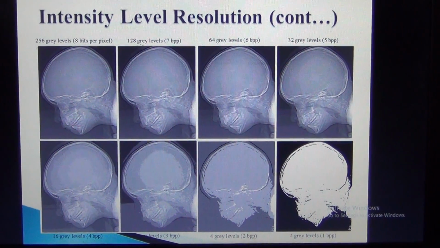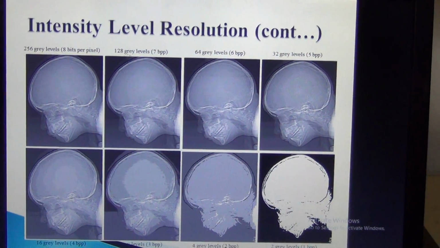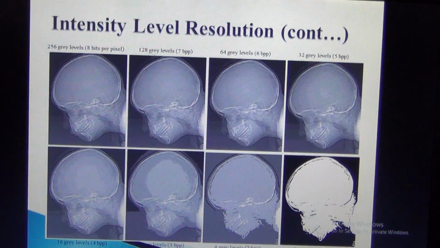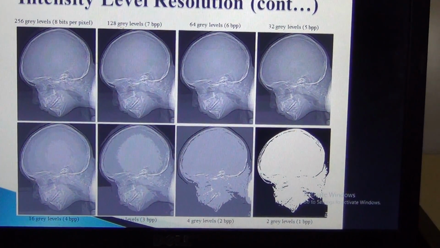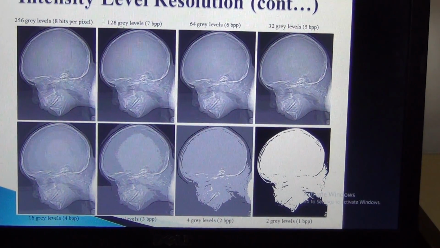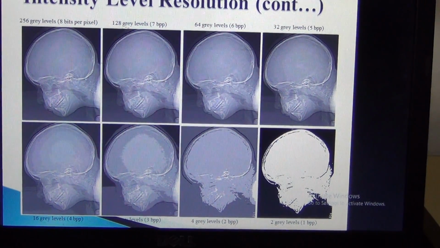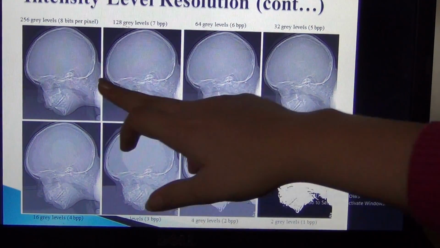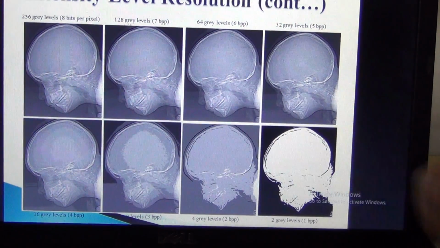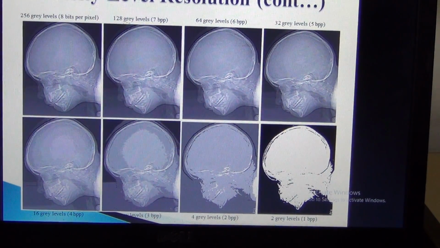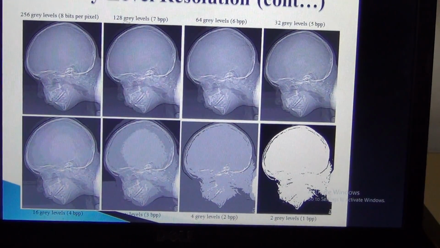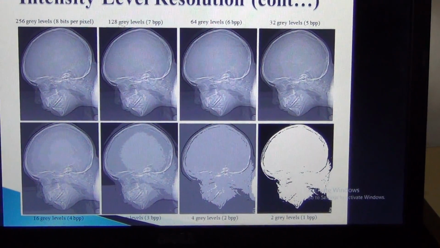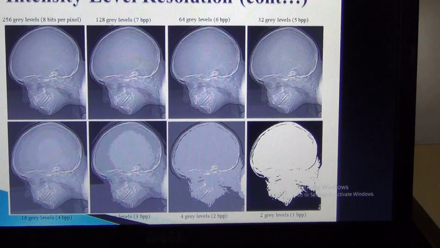As we can see in this diagram, this is a diagram of our human brain. In the first image, 256 gray levels are shown, that is 8 bits used per pixel. In the next image, here we can see the original image, and here we can see the 256 gray levels image. Here we can see the original image.